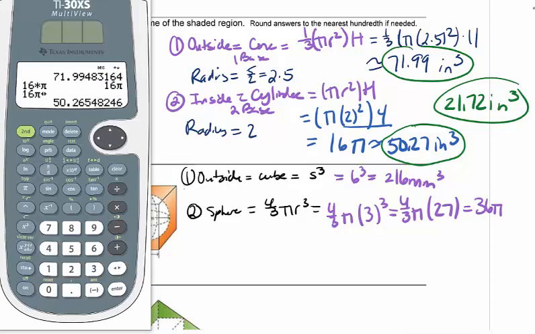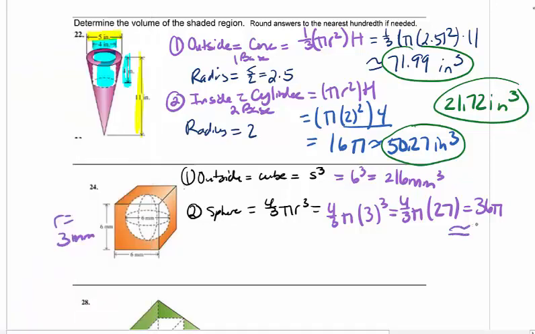If I type 4 divided by 3 times pi times 27, even if I did it in the same order, remember, this is going to plug in pi into the answer. So this is actually the approximation, which is 113.10 millimeters cubed. I'm now going to subtract the two, so 216 minus the 113.10.